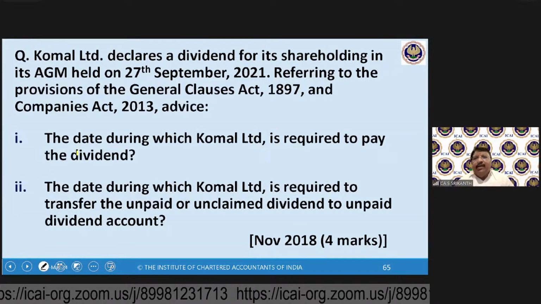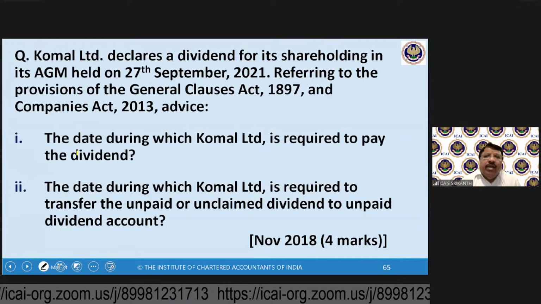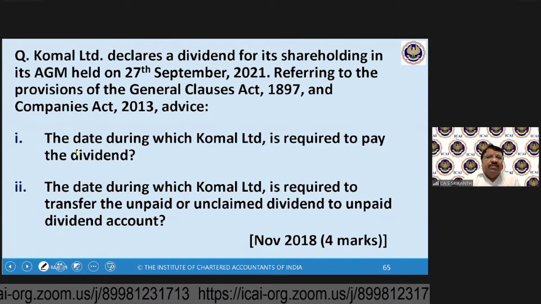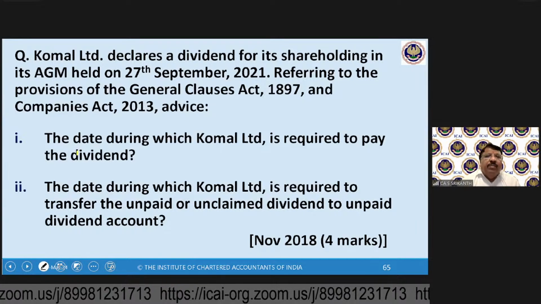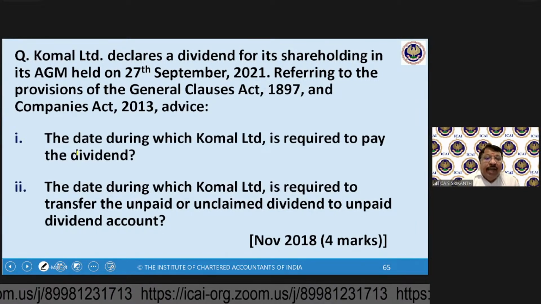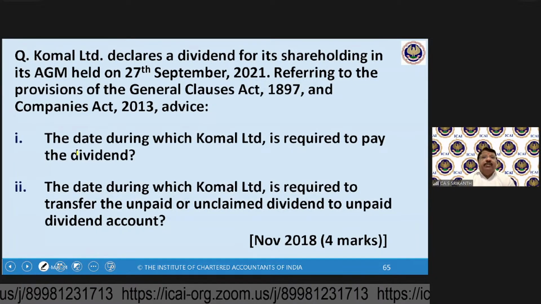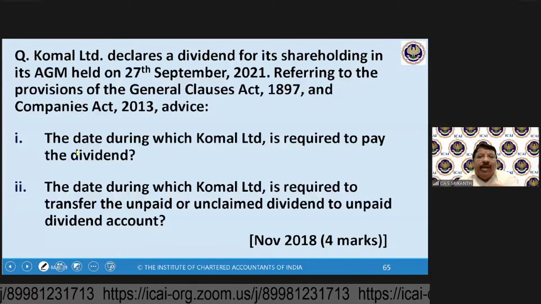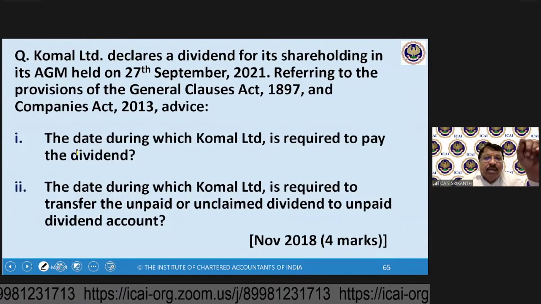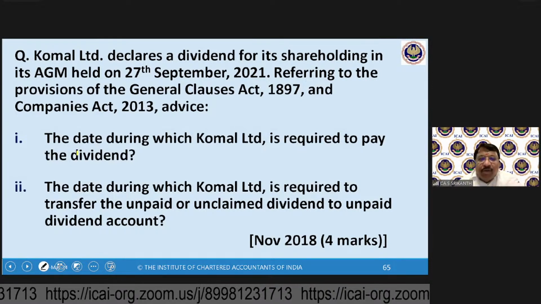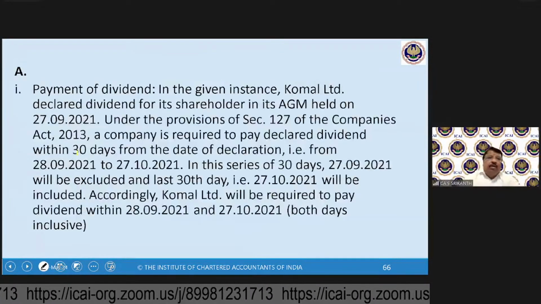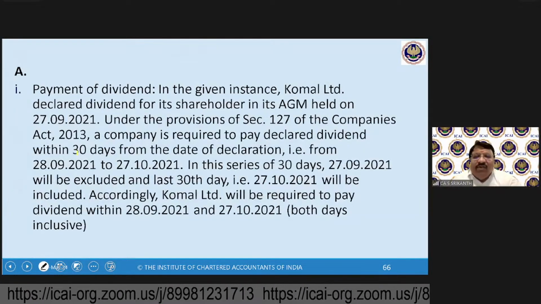So COML Limited declares a dividend for its shareholders in its AGM held on 27 September 2021. So declaration is 27, referring to the provisions of the General Clauses Act. Date during which COML Limited is required to pay the dividend. So the dividend should be paid within 30 days from 27 September. So COML Limited declared dividends on 27/9.